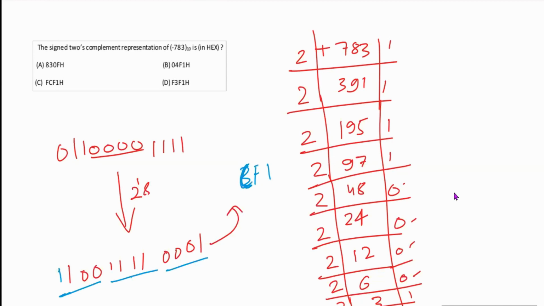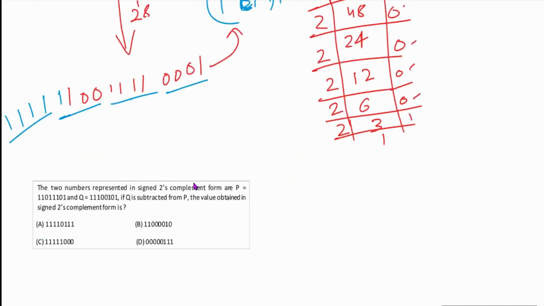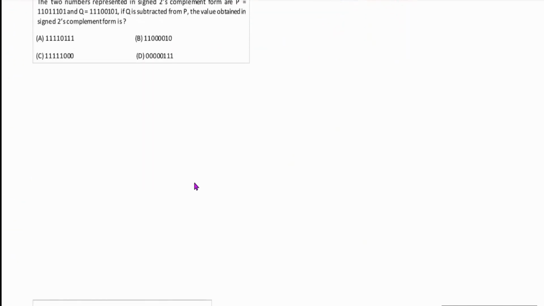Okay, so here if you see all the answers, C F 1. Okay, you can extend this one more time. Okay, you will get this F, because F is there. F C F 1, and H means hexadecimal representation. So this is basically your answer, option C. Let's go to the next question.